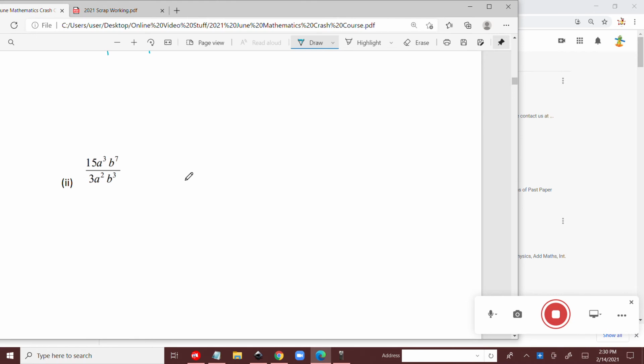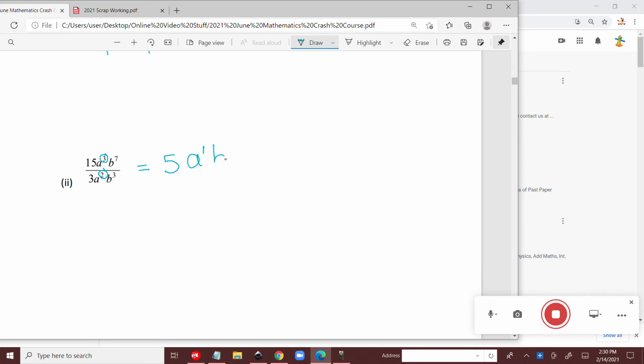So multiply means to add the powers. So I think divide, once the bases are the same, will mean to minus the powers. Let's try this one. This one's going to be pretty easy. 15 divided by 3 is 5. So we're handling the numbers here first. Here we have a to the power 3 and a squared. The bases are the same, a, and we have a divide. 3 minus 2 is 1.